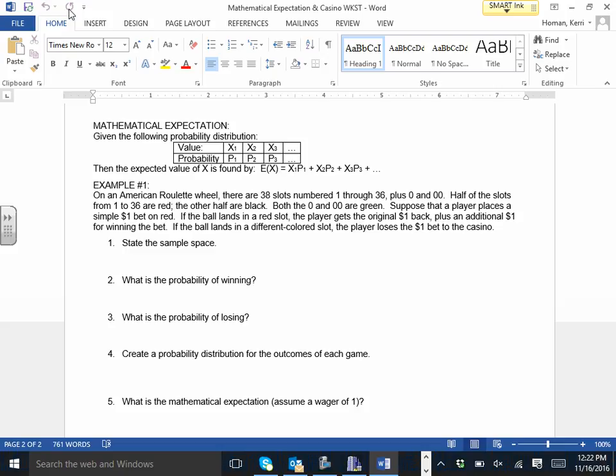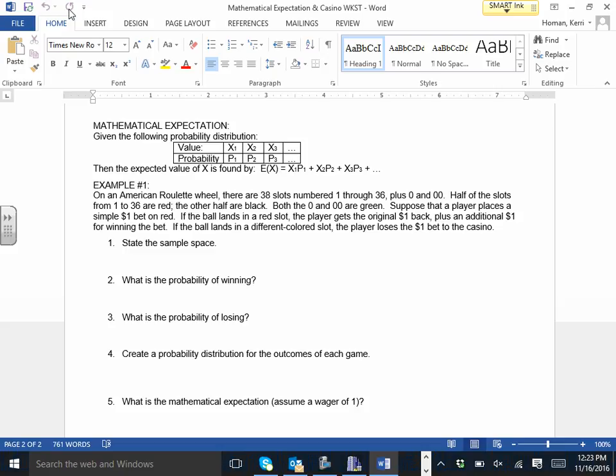What's the probability of losing $1? What's the probability of walking away with $0? What's the probability of winning $1? And then what we're going to do is we're going to multiply those. What's the probability of losing $1 times -1? What's the probability of breaking even times 0? What's the probability of making $1 times 1? And then when you add those all up, that gives you your mathematical expectation for playing a game.